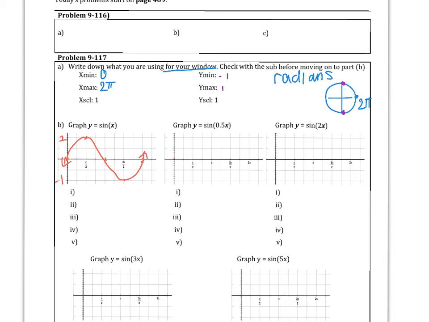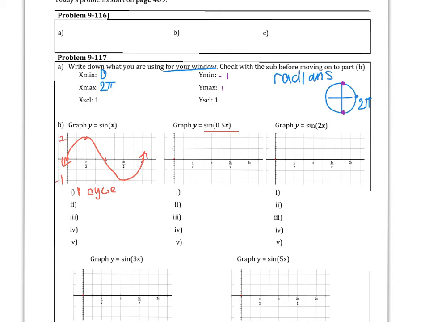Okay, so let's look at the book, and that part 1, the first part there, is asking how many cycles of the graph appears on the screen. In our screen, which goes from 0 to 2 pi, only one cycle of sine of x appears. But this will change as you look at the other ones. So when you graph sine of 0.5x, your answer for how many cycles appears will change.